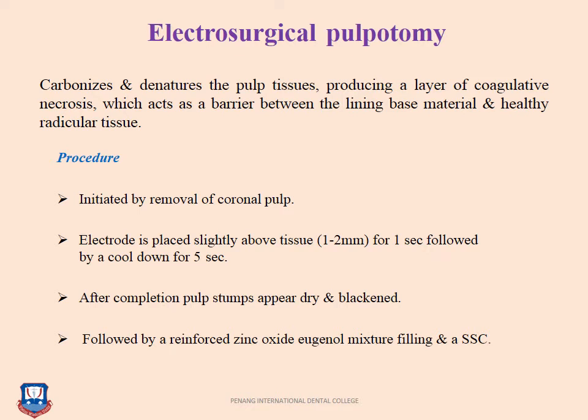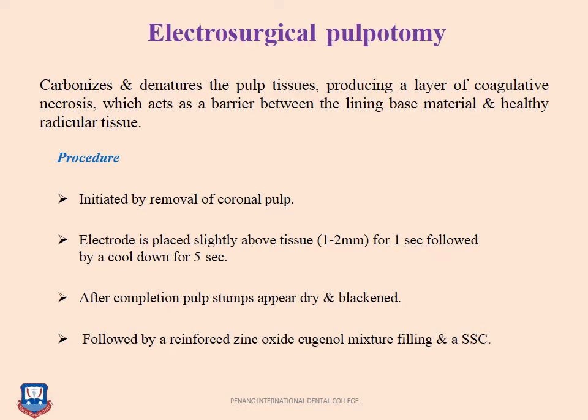So the next in classification is the electrosurgical pulpotomy. So in electrosurgical pulpotomy, you use diodes which carbonize and denature the pulp tissue, and produce a layer of coagulative necrosis. So a layer of coagulative necrosis which acts as a barrier between the lining base material and the healthy radicular tissue. So this electrosurgical pulpotomy denatures the pulp tissue, and this coagulative layer which is formed forms a barrier between the restorative material that we put, and the healthy pulp tissue.